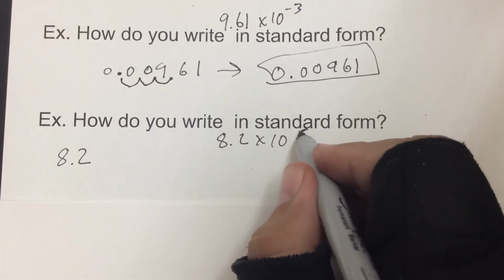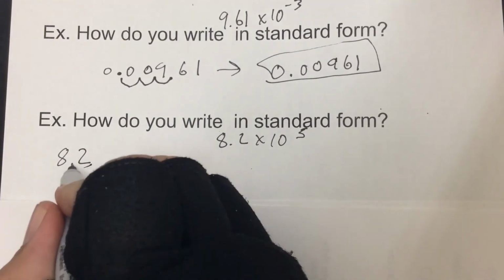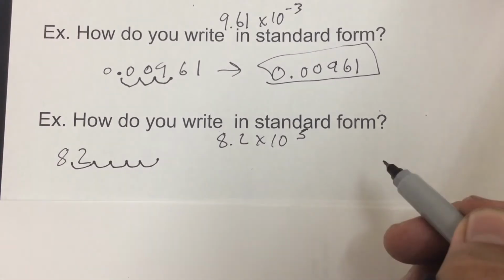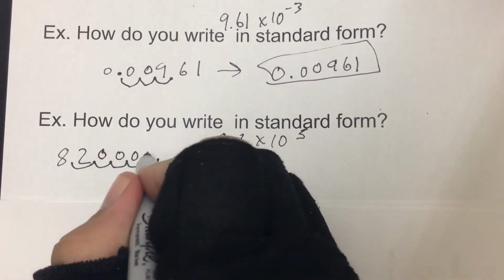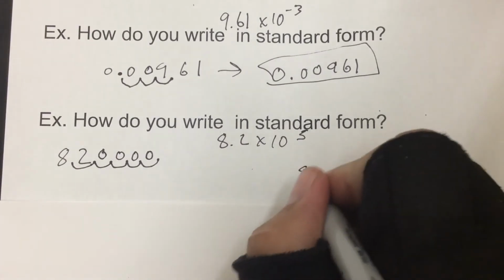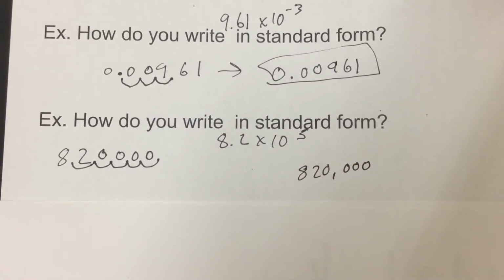It's positive, which means we're going to make it a bigger number, a number larger than 1. So we're going to move the decimal to the right. So once, twice, 3, 4, 5 times. So we're going to fill in 1, 2, 3, 4 zeros. So our number we're going to have is 820,000. And that's our number.